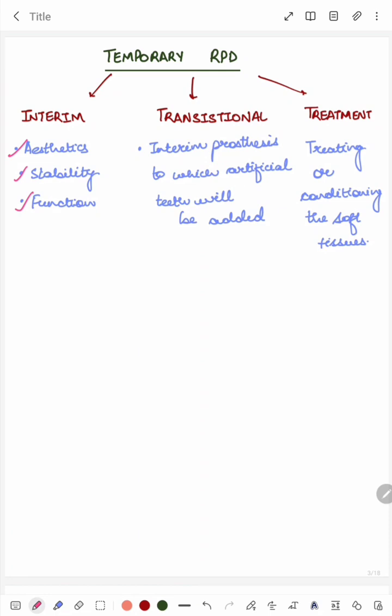Now the second one is the transitional RPD or transitional denture. This is basically an interim prosthesis to which artificial teeth will be added. So it aids the patient in making the transition to a complete denture, right? And the third one is the treatment denture. They are basically used for treating or conditioning the soft tissues, which are abused by ill-fitting prostheses.